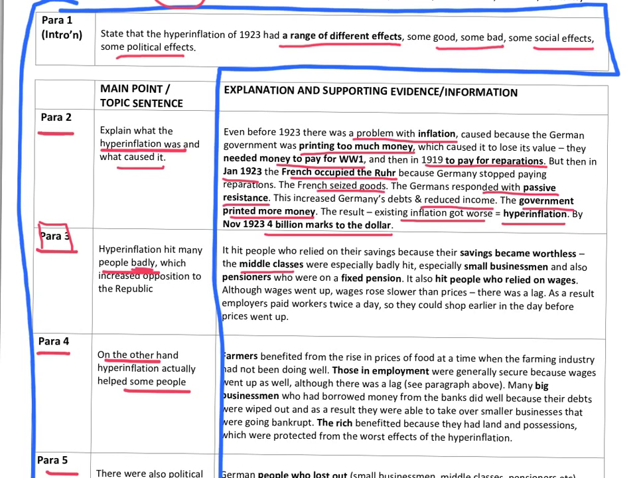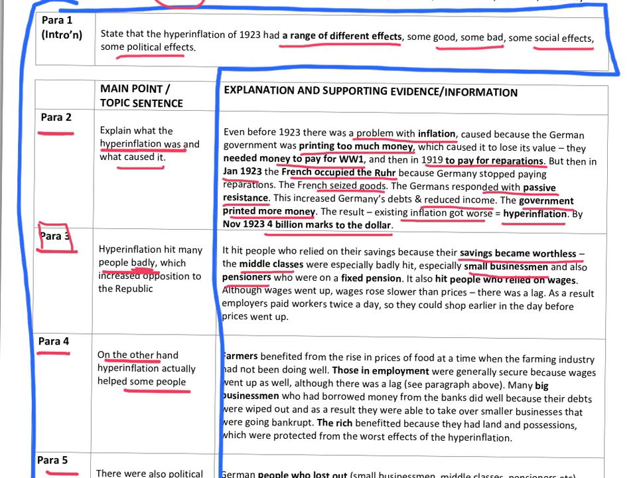focusing on the middle classes, particularly small businessmen, because they had savings. Savings were wiped out. Okay, if you'd invested, say, 5,000 marks, maybe a life savings, suddenly 5,000 marks won't even buy you a loaf of bread. So effectively, the savings became worthless. Pensioners, of course, their savings are called pensions. And so they were badly hit.